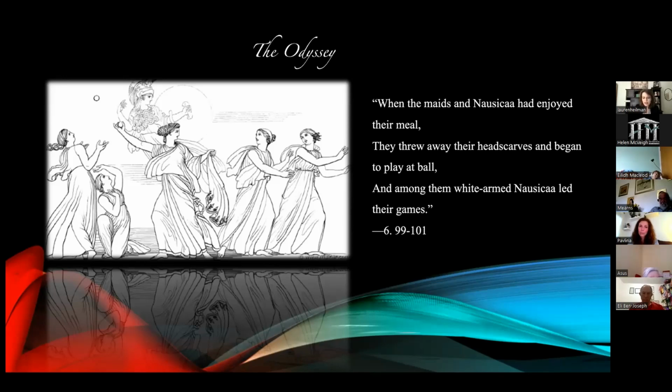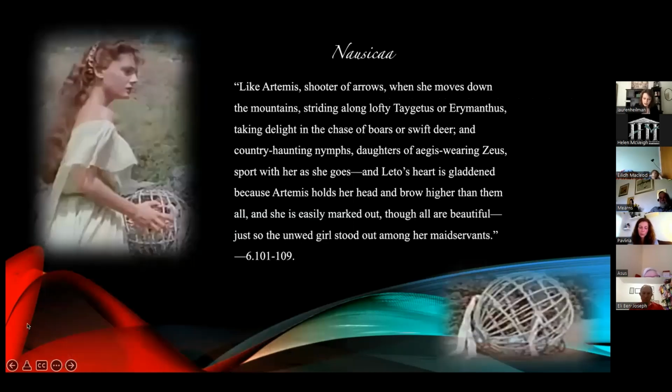The poet further enhances this understanding by comparing Nausicaa to Artemis. "Like Artemis, shooter of arrows, when she moves down the mountain, striding along lofty Taygetus or Erymanthus, taking delight in the chase of boars or swift deer, and country-haunting nymphs, daughters of Aegis-wearing Zeus, sport with her as she goes. And Leto's heart is gladdened because Artemis holds her head and brow higher than them all, and she is easily marked out, though all are beautiful. Just so the unwed girl stood out among her maidservants."